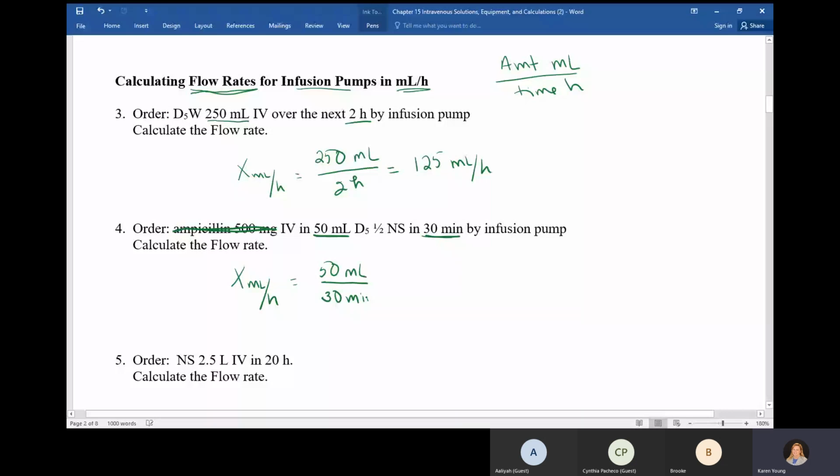Since this is in minutes, I've got to convert it to hours. So there's 60 minutes in 1 hour. Okay, so my minutes will cancel, leaving me milliliters per hour. Now, you can multiply 50 times 60 and divide it by 30, but I know 30 goes into 60 2 times, and that makes it easier for me to multiply. So 50 times 2 will give me 100 milliliters per hour. Okay.